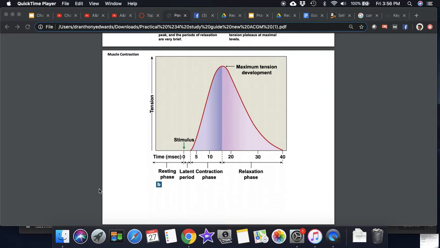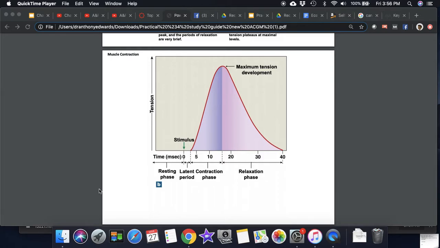This is exercise 22 in the lab manuals. We're talking about muscle contractions. So here we're going to talk about the phases of the muscle contractions. So if you have this graph, and if you see a graph like this on your lab practical, you would probably have to identify which phase of the contraction we were pointing to.